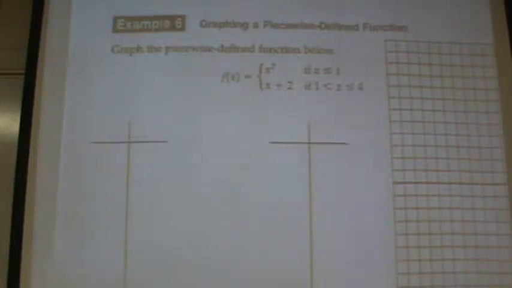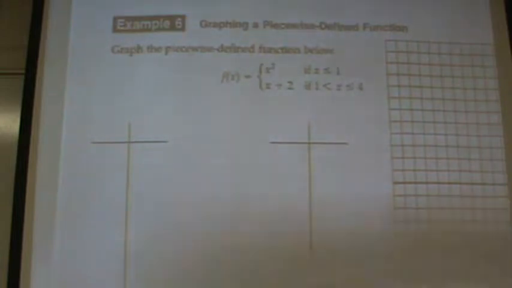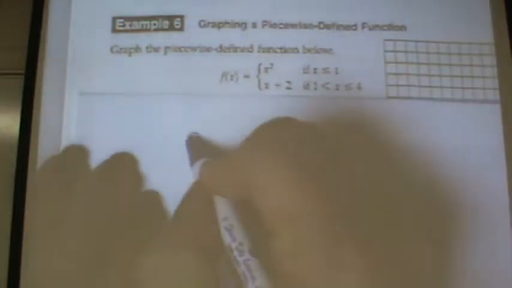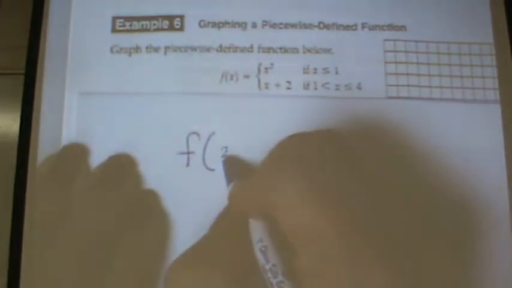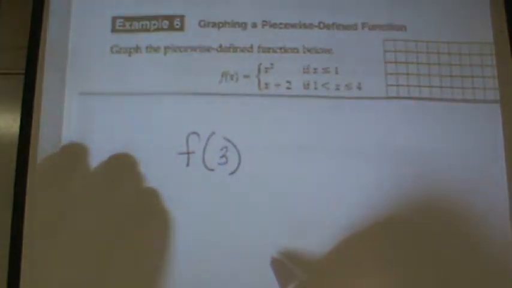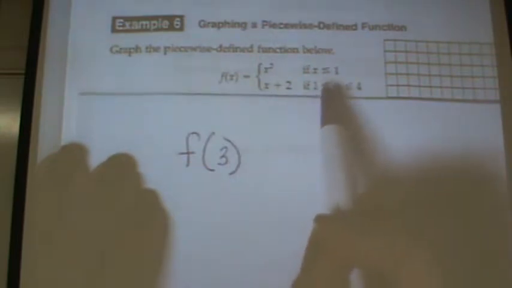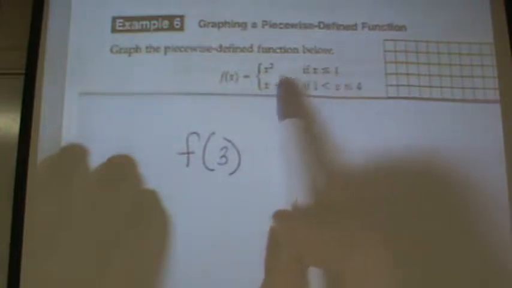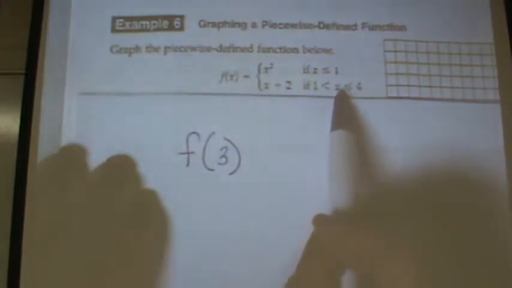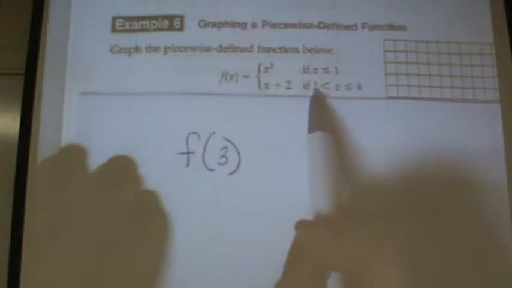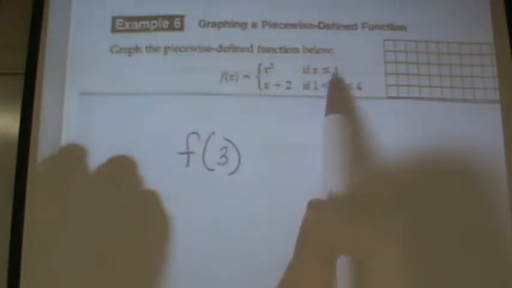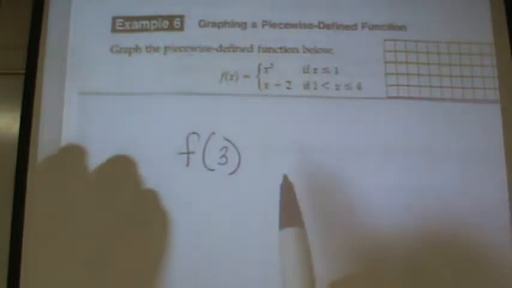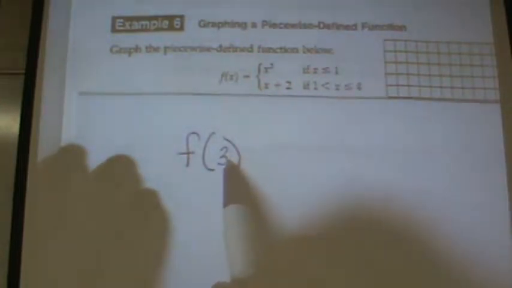Now yesterday, this is what we did, if you remember. You were given a piecewise function, and we asked you something like this. What's f of 3? Well, 3 is in which line? Are the x values less than or equal to 1? You use that, x squared. If it's including 1, you use the top one. Between 1 and 4, you use the bottom one.